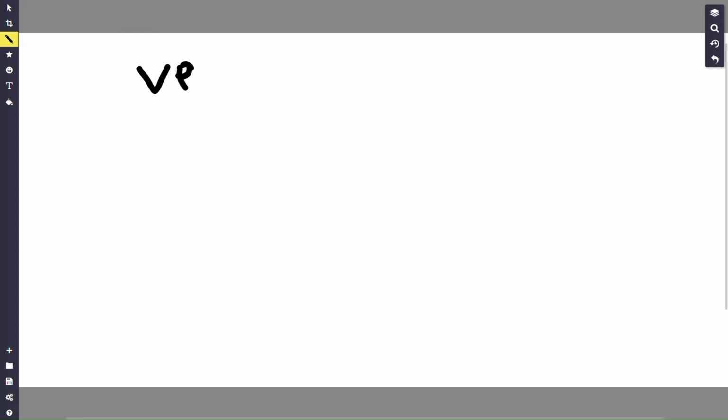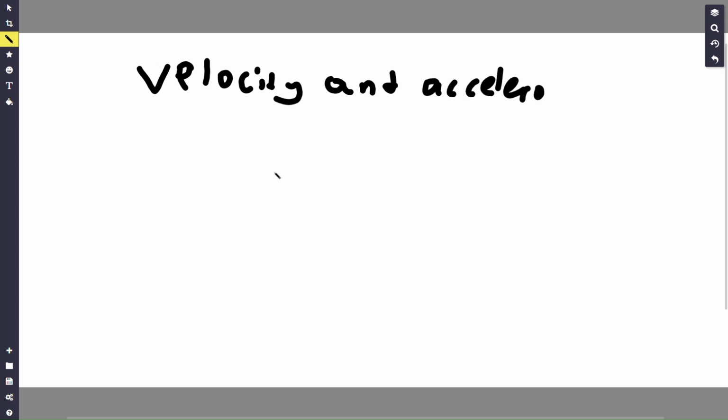Velocity and acceleration. These two ideas are connected, but they are not the same. And in grade 11 physics, mixing them up causes a lot of mistakes. Let's start with velocity.